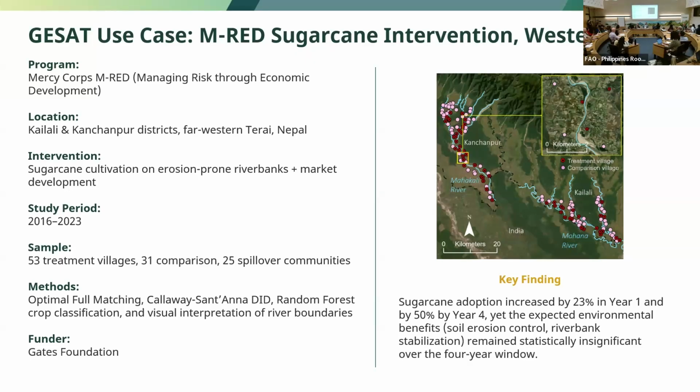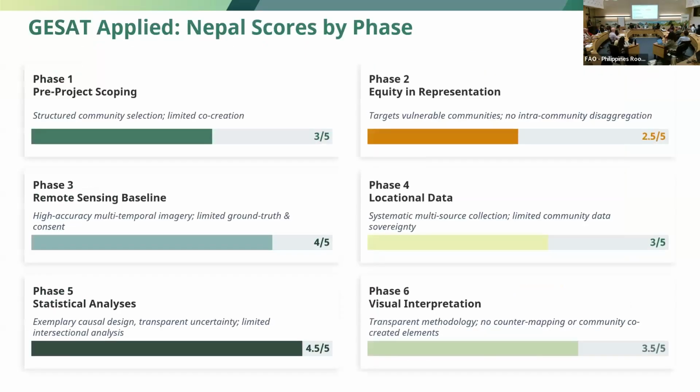They did very well. Sugar canes in Nepal, 52 treatment villages, 31 comparisons, 25 spillover communities. Difference in difference methods and optimal full matching, random forest crop classifications. And you heard from them also that the sugarcane adoption increased by 22% in year 1. But by year 4, the expected environmental benefits didn't actually come into place in the study.